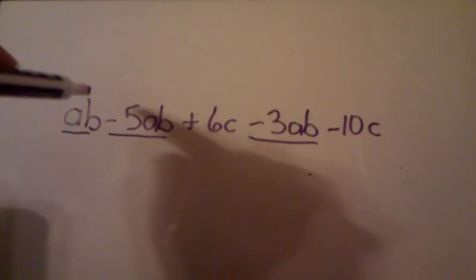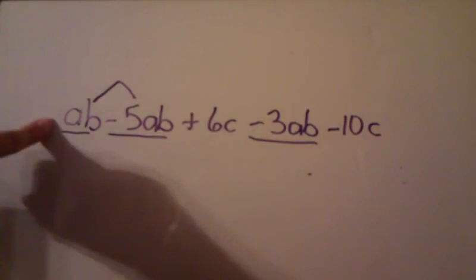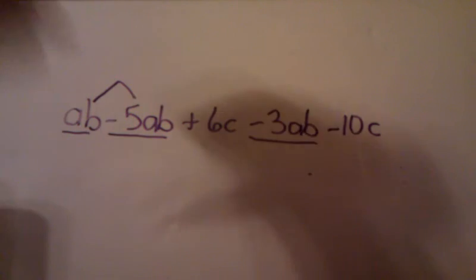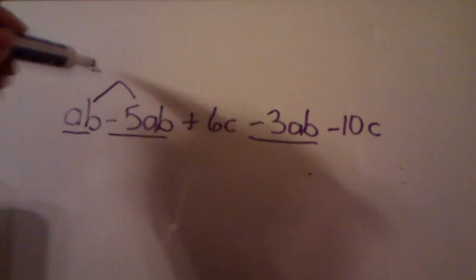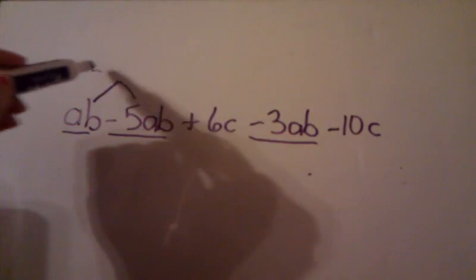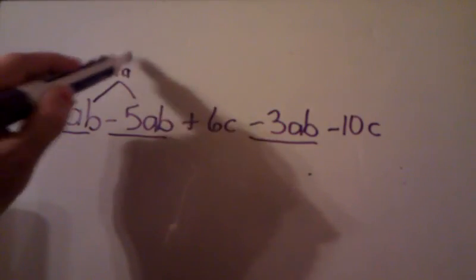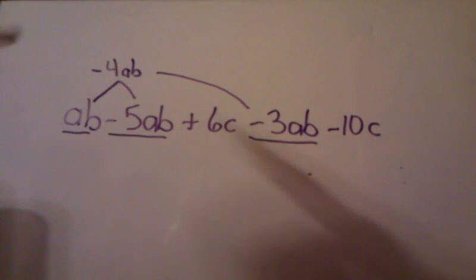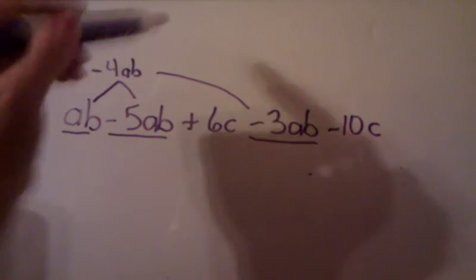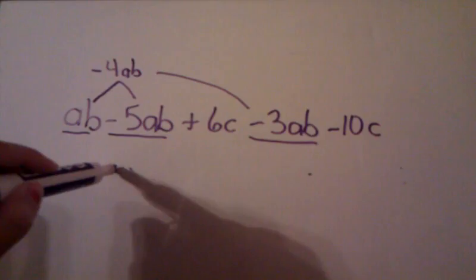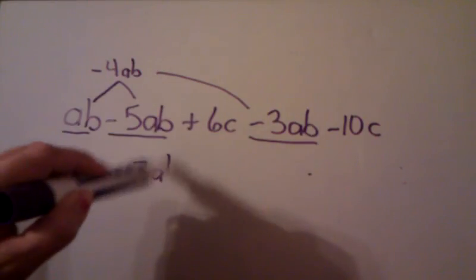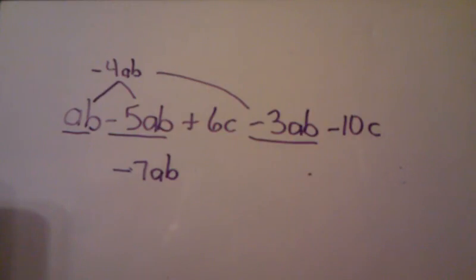Now let's add them. 1 minus 5. My larger number is 5, so my answer is going to be negative. 5 minus 1 is 4. Don't forget your variables. Okay. Now I have these two. My signs are the same, so I'm going to keep my sign. 4 plus 3 is 7, AB. Did you do okay so far?